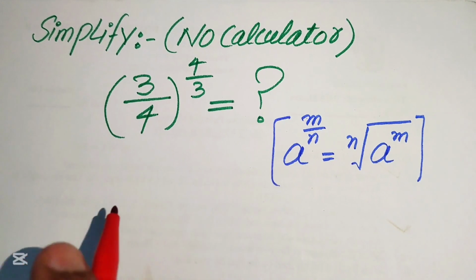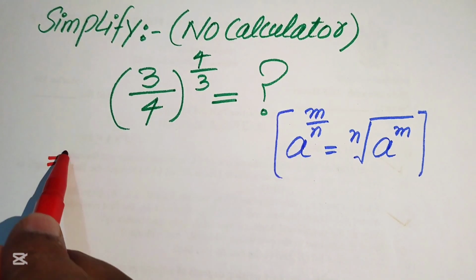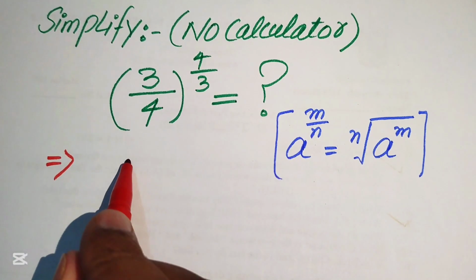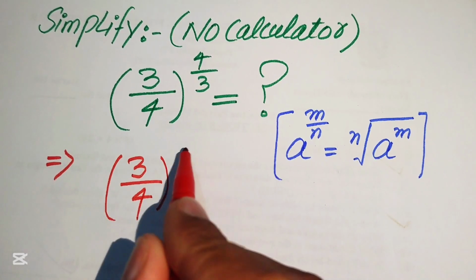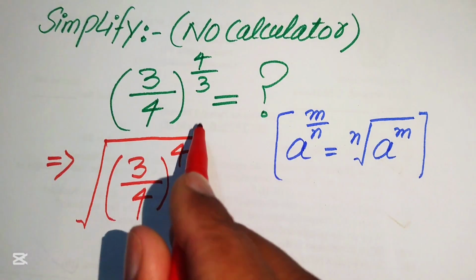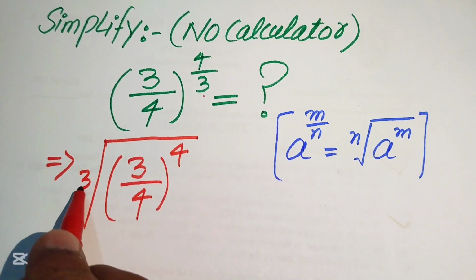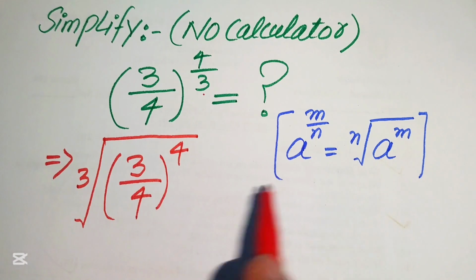So first we write this exponential form in radical form. So we write it as 3 over 4, and we write its exponent 4, and we write this 1 over 3 as cube root. Okay, according to this law we apply just this rule here.